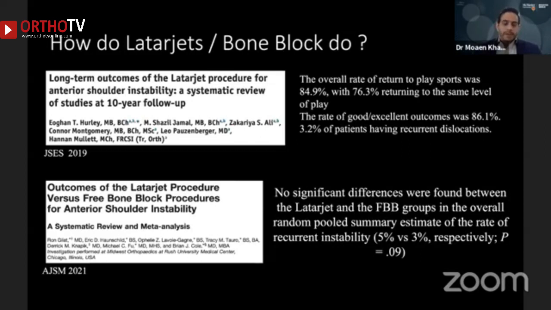How does this compare to free bone block procedures? This was a systematic review that was performed out of Rush in Chicago, just published this year, and they found really there's no significant difference between the lateral J procedure and the free bone block in overall success with recurrent instability. So 5% versus 3% in terms of recurrent instability.